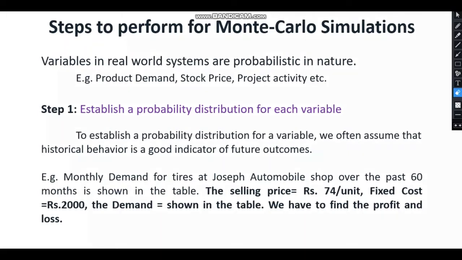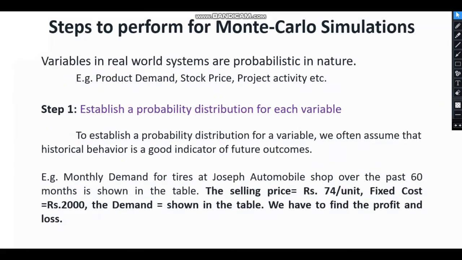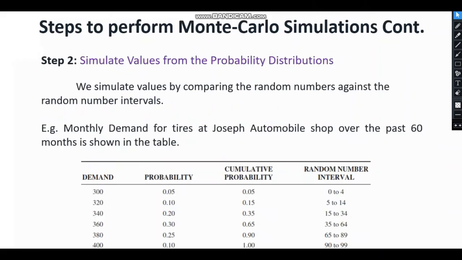Let us take the example of Joseph Automobile. Here is the Joseph Automobile. Over the past 60 months, demand data is shown. The selling price he wants to launch is 74 per unit, and the fixed cost is equal to 2000. And the demand is what we have to check here.